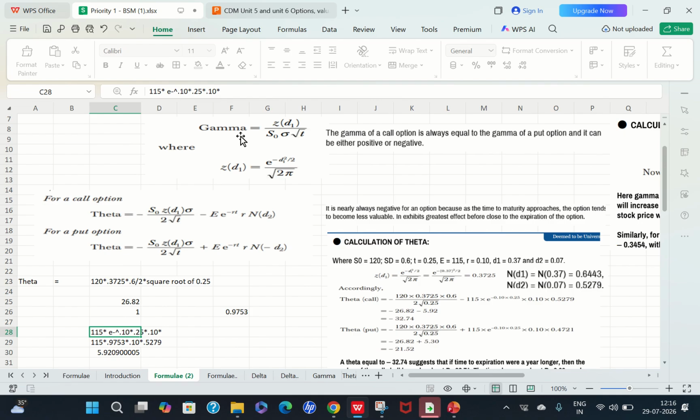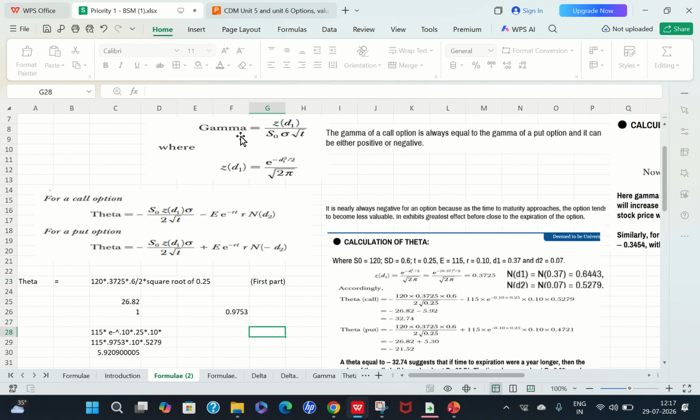See, these are values where you have to be very careful in multiplying and also in taking the e to the power of minus values. Sometimes by mistake we might neglect the minus sign. You have to be very careful in including the minus sign and then do the calculation in a scientific calculator. So first part is 120 into 0.3725 into 0.6 divided by 2 root of 0.25. That calculation is over. You're getting 26.82. So this is the first part of it.